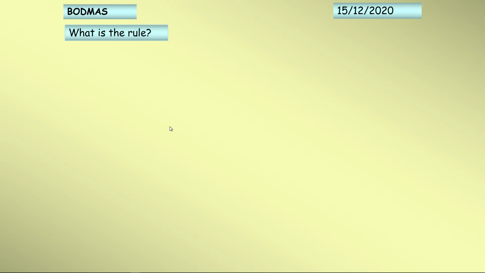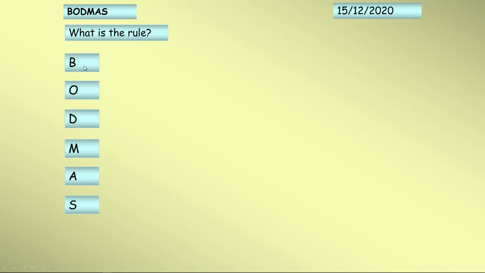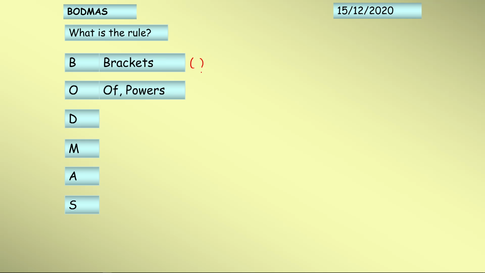Right, so what is the rule that we must follow? Well, first thing is BODMAS, and they stand for, I'm sure you know this from primary school, brackets, of, which means powers or indices. Let's just write that next to them there. So brackets, powers, so it's something raised to the power of, say 2 to the power of 2. That's your power there.